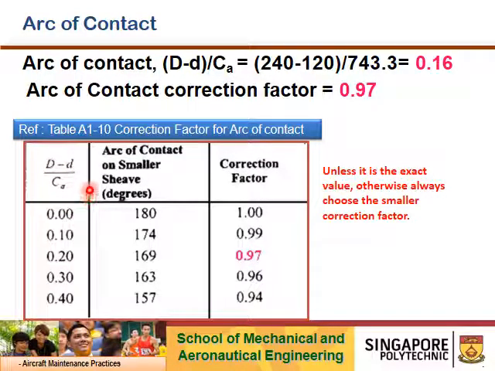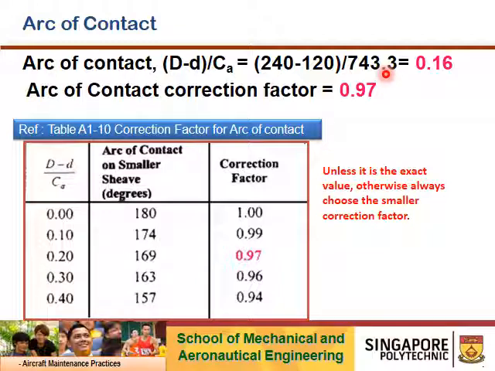Correction factor for arc of contact. If you look at the table here, on the left column, there will be D minus small d over CA, where big D is your large pitch circle diameter and small d is the small pitch circle diameter. 240 minus 120. This is the pitch diameter we use. It's always there.